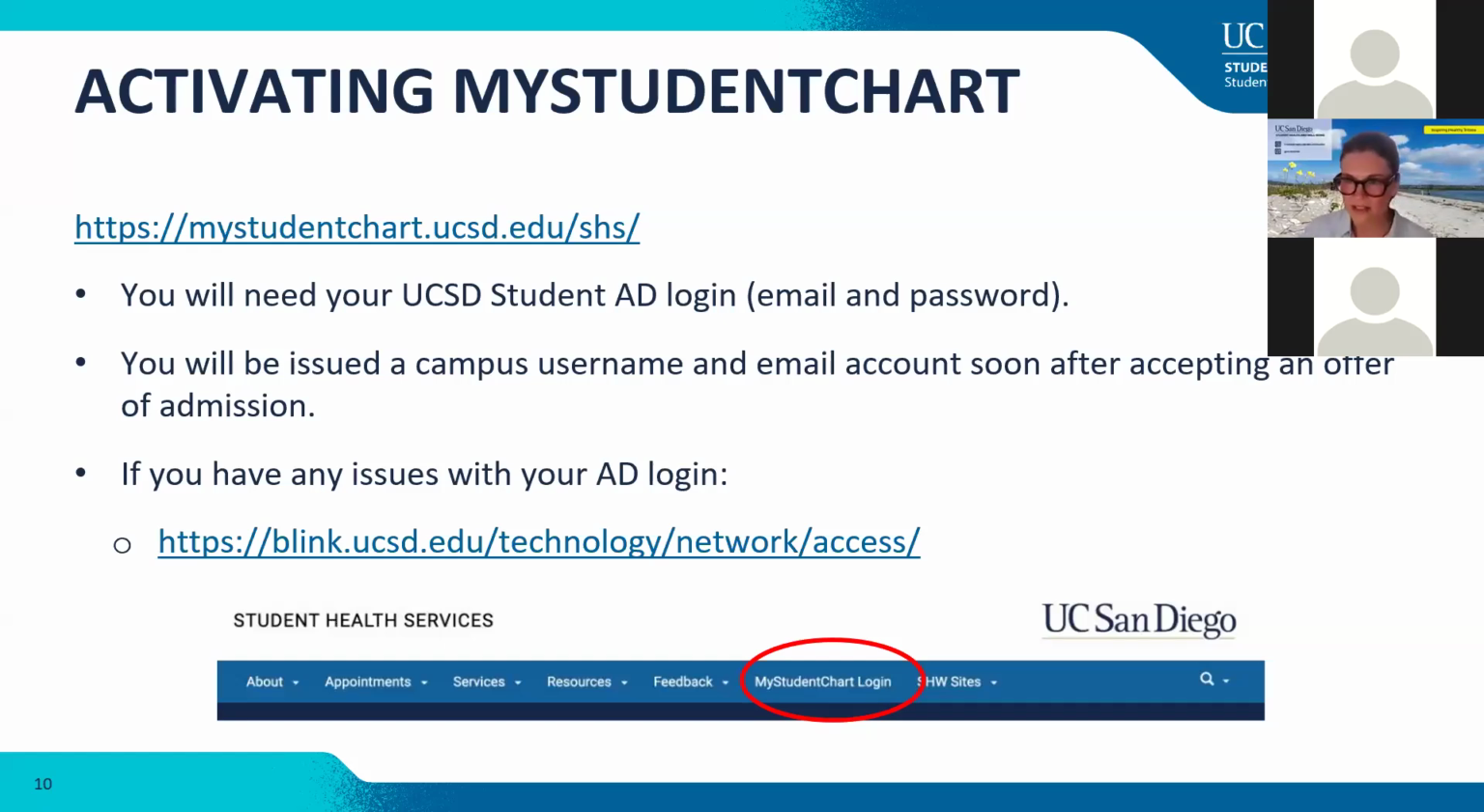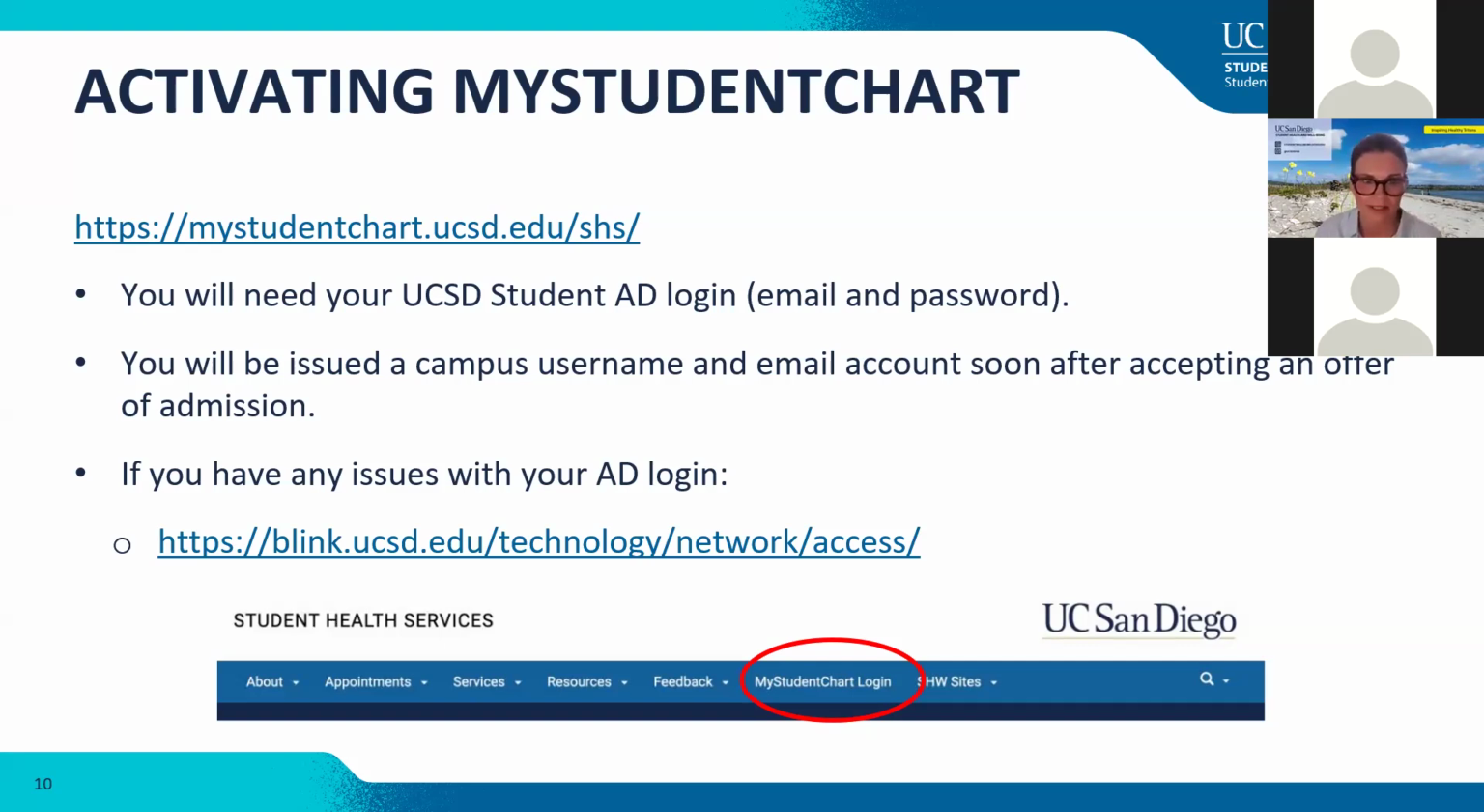So the next thing to start this process is activating My Student Chart. Student Health Services, and actually all of UCSD Health, uses Epic, and you may have come across this in another health system. The student-facing portal that you use, and what this whole process is initiated from, is called My Student Chart. And on our website, every single page has a link to get into there.